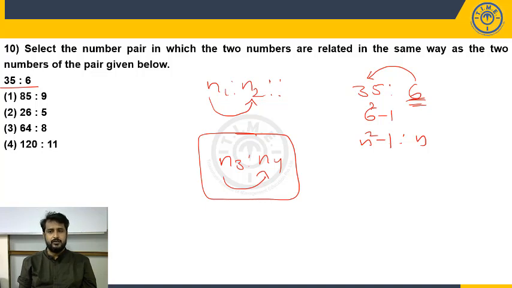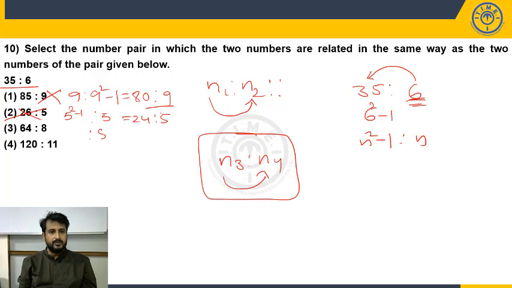Now, try to check the same logic in the given pairs. 9 is to 9 square minus 1 is 81 minus 1. 80 it should be. So 80 is to 9. But it is 85 is to 9. Not the first option. Now even here this 5 square minus 1 is 24. So 24 is to 5. But here it is given 26 is to 5. So even it is not the second option.